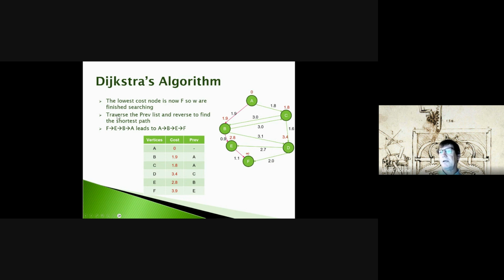We're finished searching. Now we need to determine the path, though. So now we traverse the previous list and then reverse it to find the shortest path. So step one is to traverse the list. So it's F to E, E to B, B to A, right? F, E, B, A. But then that's how we might get back to A, but we want to get from A to F. So we reverse that list, and A, B, E, F. And then it costs us, well, I should have updated that infinity right there, but it costs us 3.9 to get there.